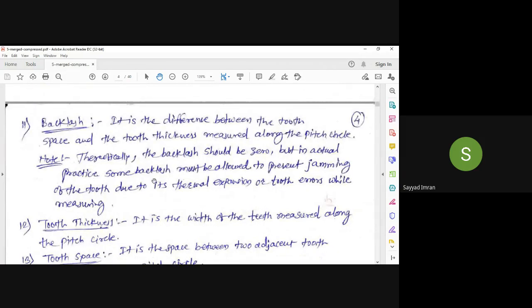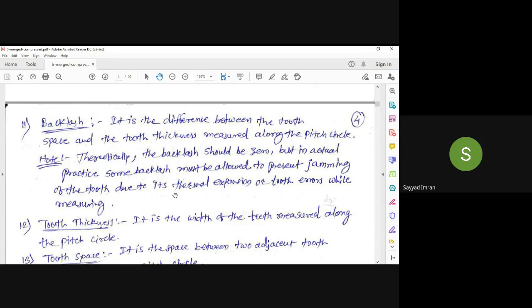Now next important terminology, backlash. Backlash is the difference between the tooth space and the tooth thickness measured along the pitch circle. Now there is an important note. Theoretically, the backlash should be zero, but in actual practice, some backlash must be allowed to prevent jamming of the tooth due to its thermal expansion or tooth errors while measuring.